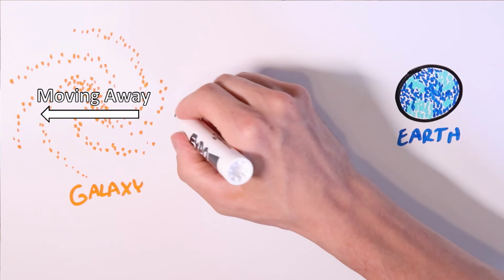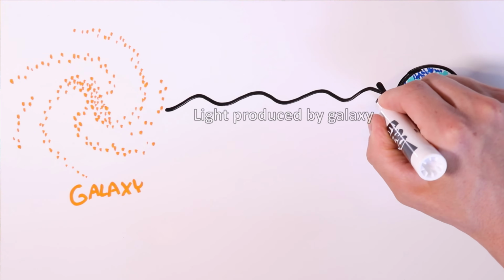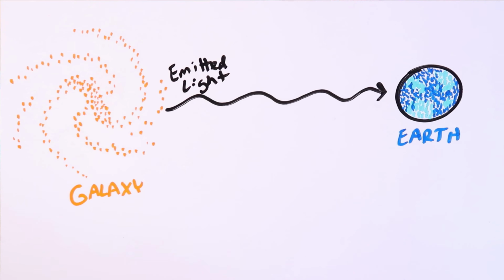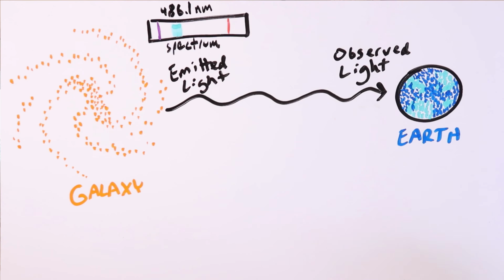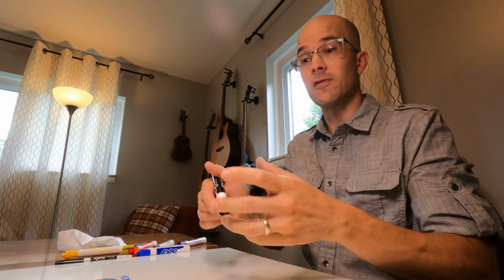Suppose that we are observing a galaxy and it's moving away from Earth. There are two ways that we need to think about the light from galaxies. We need to think of it in terms of the light that's produced by the galaxy. We call this the emitted light. And we need to think of the light after it's traveled through space and reached us. We call this the observed light. We know that hydrogen produces a strong emission line at 486.1 nanometers, and we can find this emission line in any galaxy that we look at.